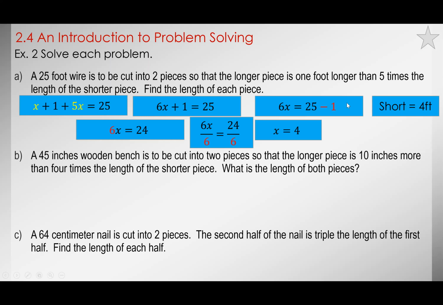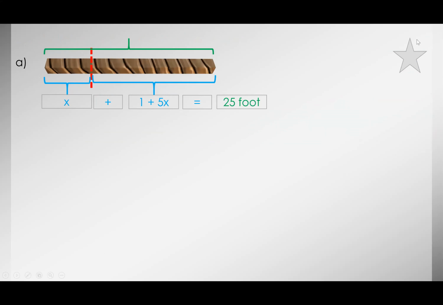Again, 4 feet long, you can take 25 minus the 4 to give you the 21. Or you can say 1 plus 5 times 4. 5 times 4 is 20. 20 plus 1 will give you 21. Your x is the first piece, the shorter piece, which is 4. And the longer piece, 5 times 4 is 20, 20 plus 1 is 21. And as you can see, 21 plus 4 gives you 25.